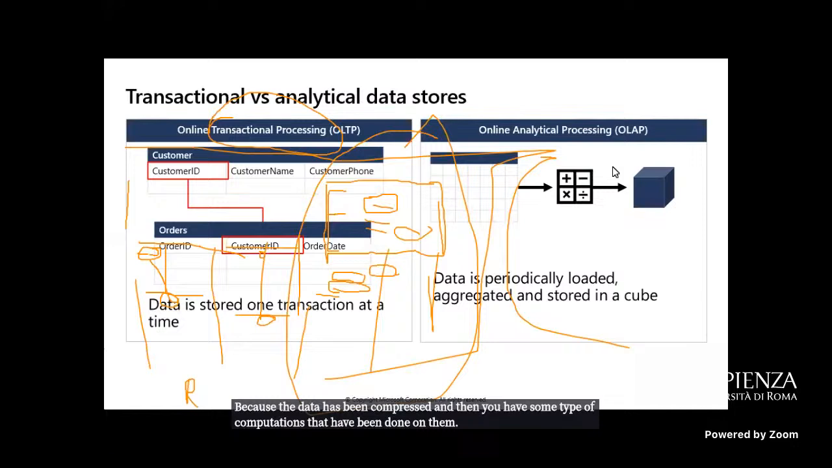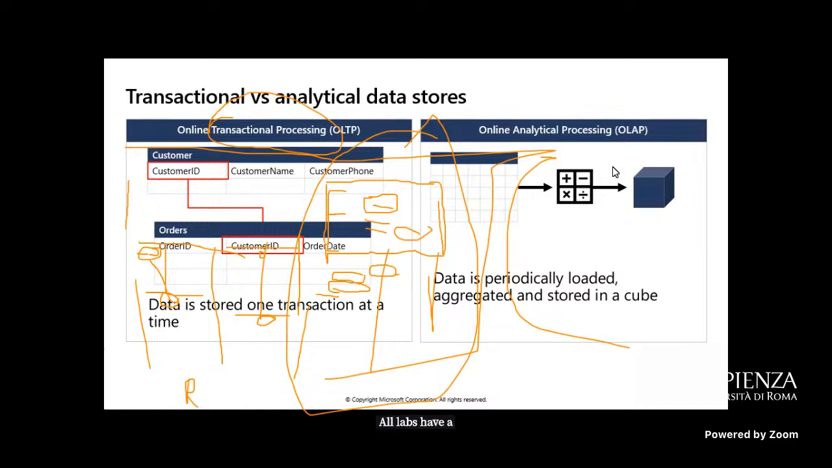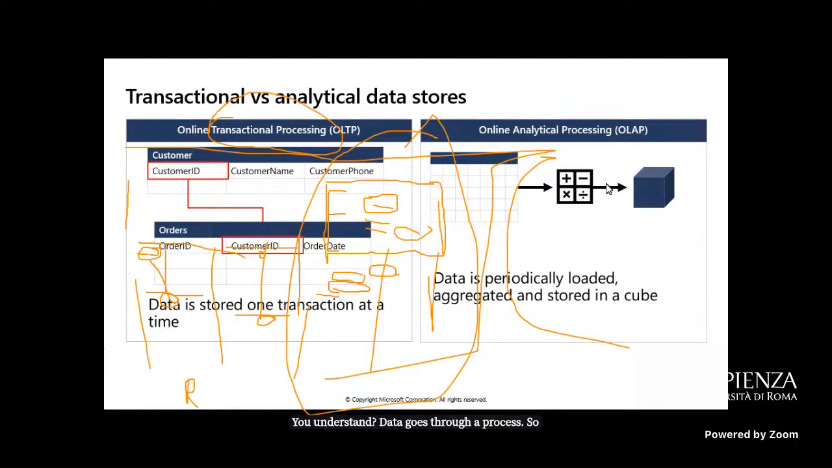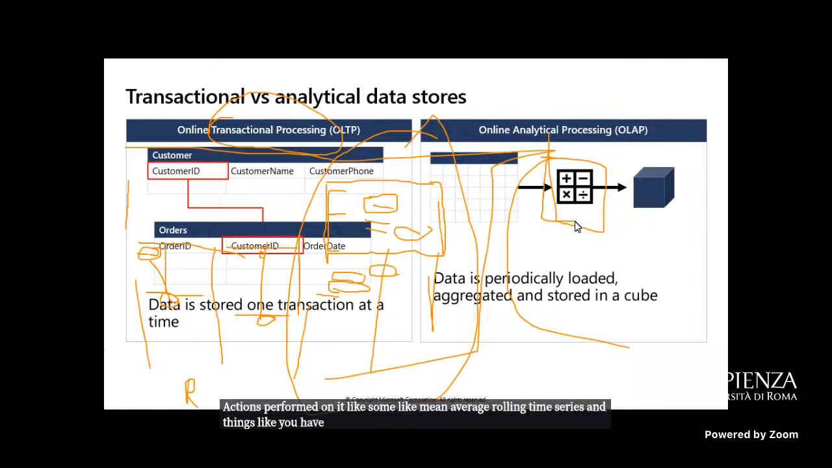There are more than two key differences. The first one is that one is a live system, one is not a live system. The second one is that OLAPs are better suited for analytics because, before the data is pushed into them, data goes through a process. It's not just addition and subtraction, but you have actions performed on it, like sum, mean, average, rolling time series, and things like that. You have them performed on it before it is stored.